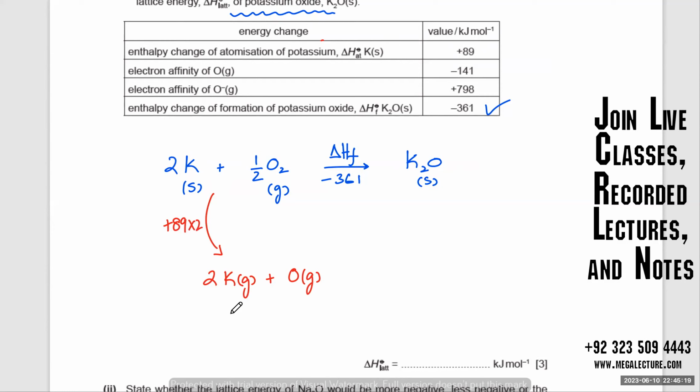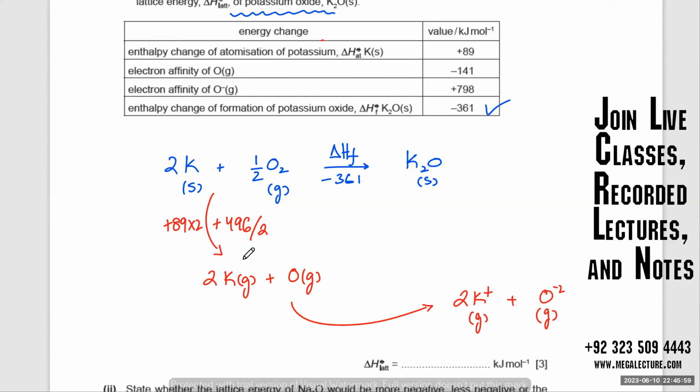And for oxygen, I need to turn it into gaseous atoms. For this, I can use the bond energy of oxygen, which is in the data booklet and given as 496. It's going to be divided by 2 because I'm breaking half a mole of oxygen. Is this clear? The next step is I'm going to ionize them together. So potassium plus 1 gaseous ion, and oxygen minus 2 gaseous ion as well. So what do I need to do for this?